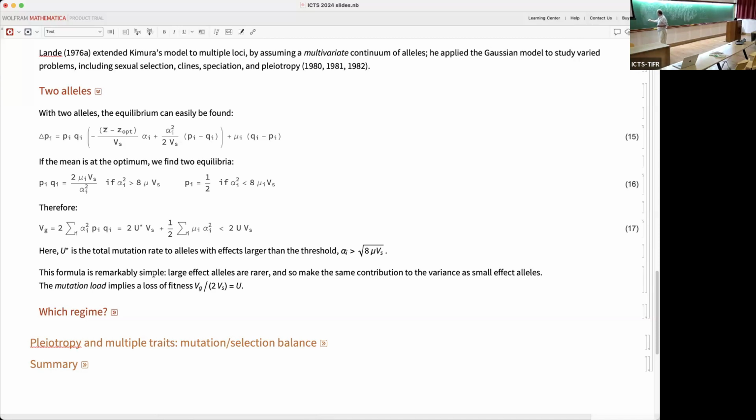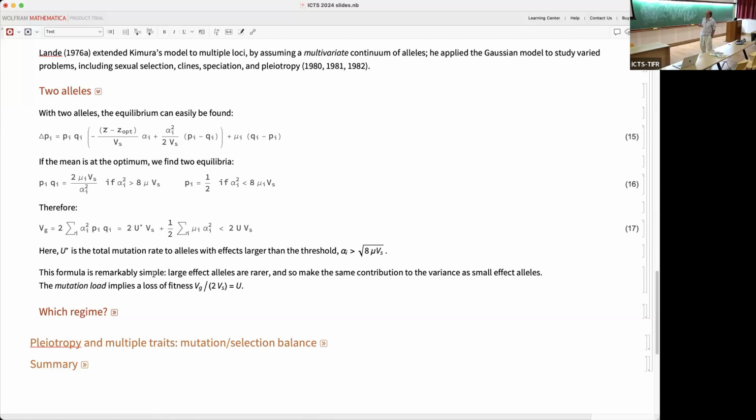And so the VG is just equal to a sum. There's about to be a miracle, because this alpha squared cancels with this alpha squared, and we end up with 2Vs U, where U is equal to 2 times the sum of mu i. So we can actually have mutation rates varying and allelic effects varying across loci. And what happens is, as in the classical mutation load argument, alleles with a large effect, alpha large, will be rarer because the selection against them is stronger.